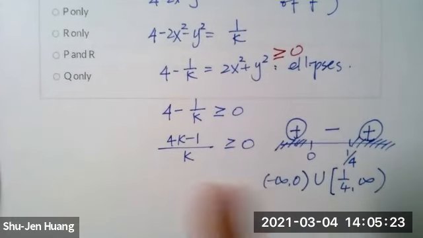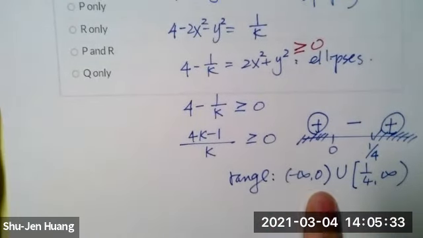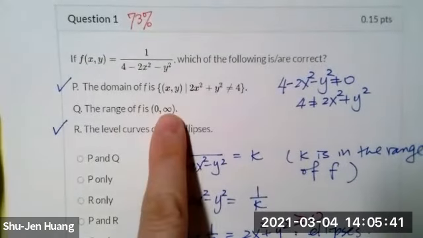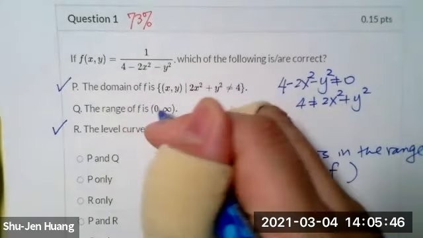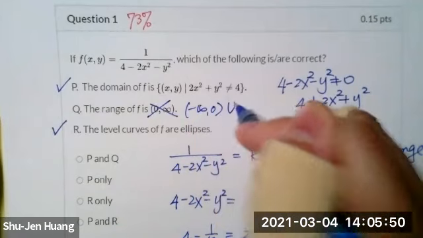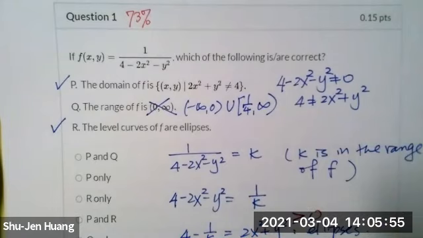This is the solution for the k value, and the k value is in the range. So this gives us the range of the function: from minus infinity to 0, and 1/4 to infinity. If you look at statement Q, it says the range is from 0 to infinity. This one is not correct. It should be from minus infinity to 0 and then 1/4 to infinity. That should be the range of the function. So this is the first question.